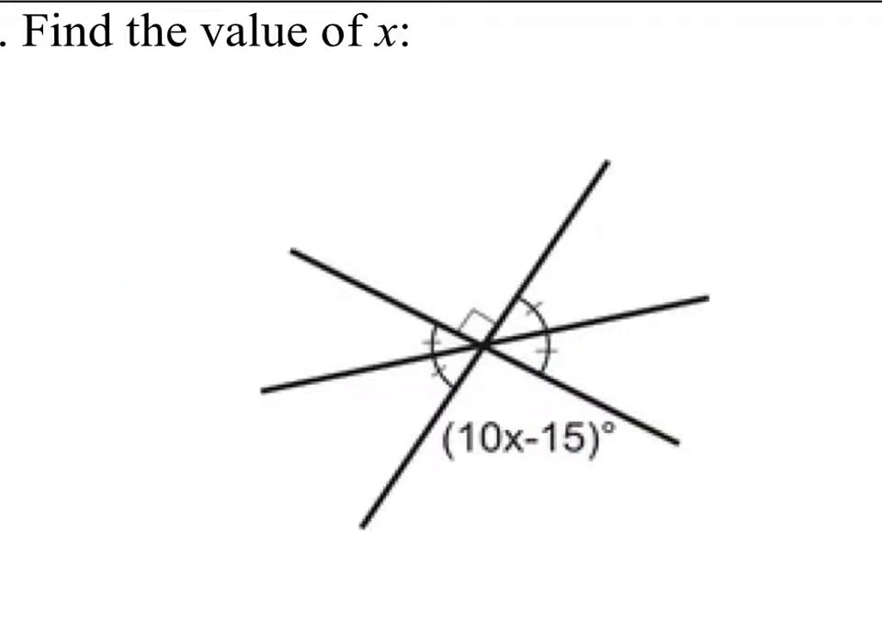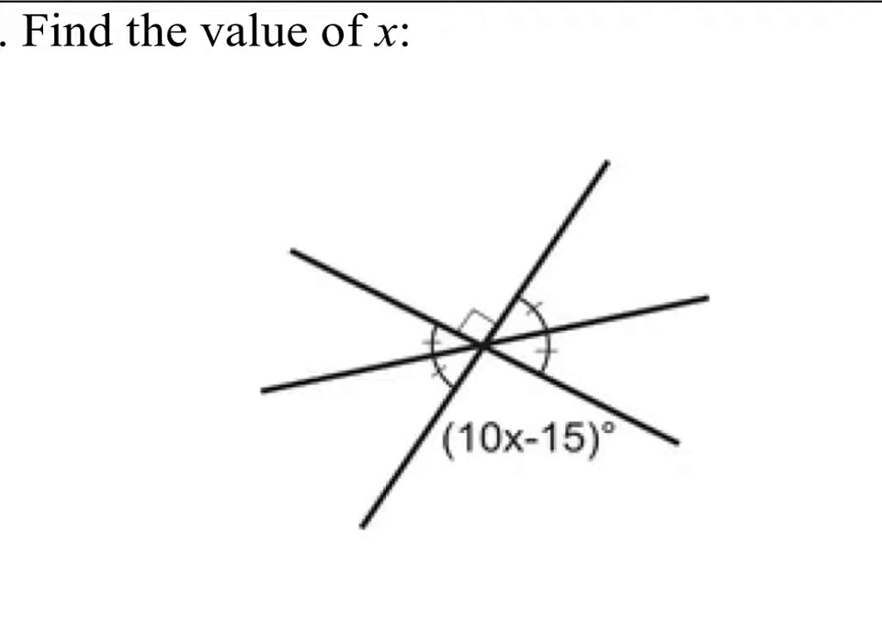Alright, find the value of x. Now they've shown that these two angles are equivalent because of the markings. This has one mark, that has one mark, that's one mark, and one mark. So we know that they're all the same. As it turns out, we don't even need them.